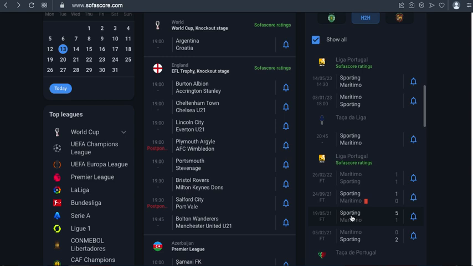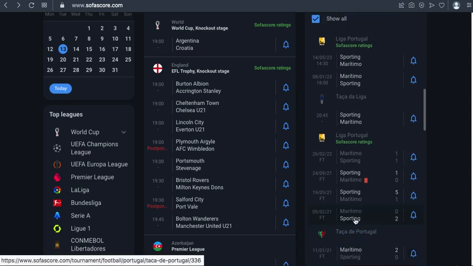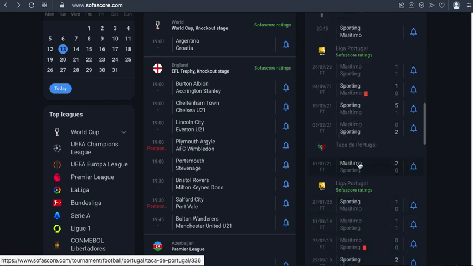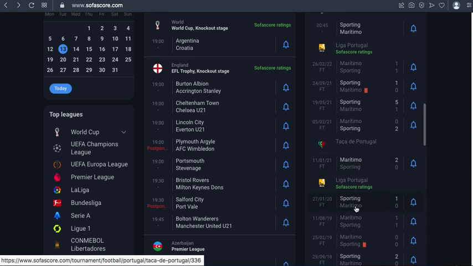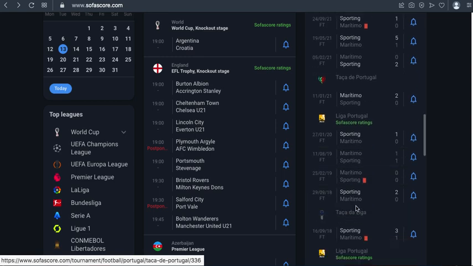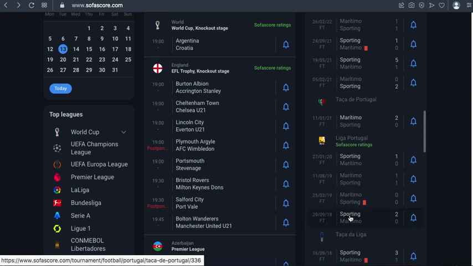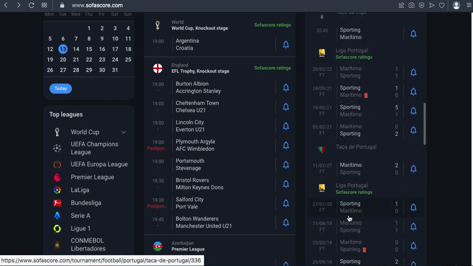Sporting beat Maritimo 5-1 on 19th May 2021. Sporting beat Maritimo 5-1 at home, and Sporting beat Maritimo 2-0 away. Maritimo beat Sporting 2-0 at home. Sporting beat Maritimo 1-0 at home. So when you check on these previous matches they played, you can see that Sporting has scored more goals against Maritimo.